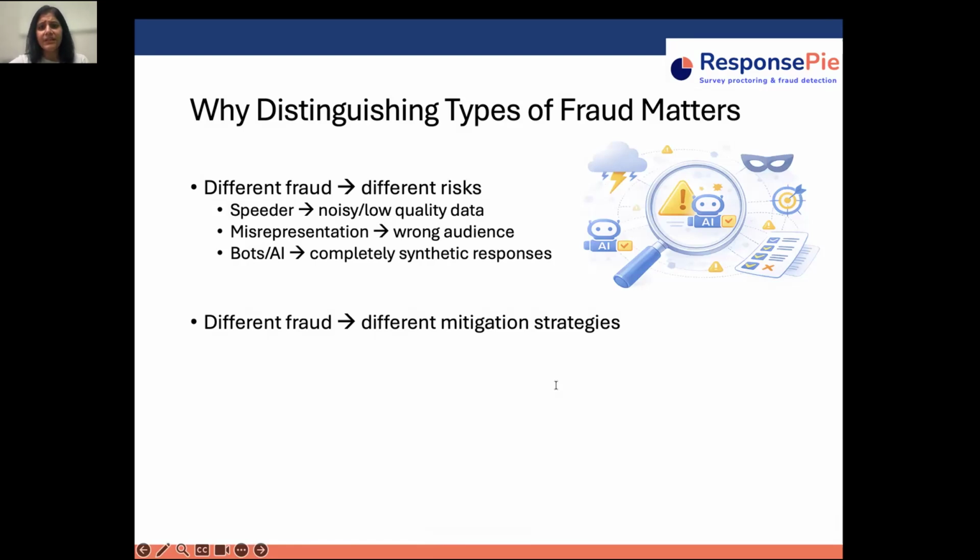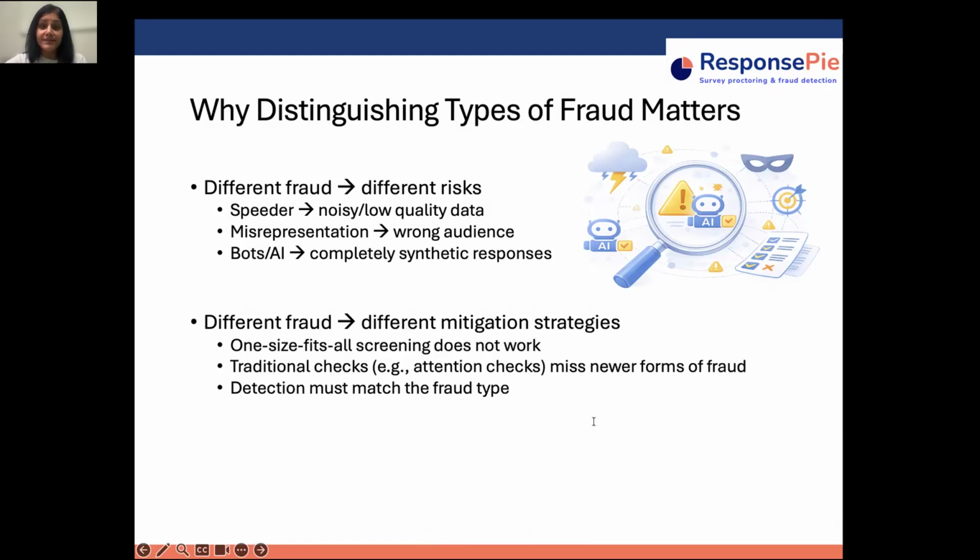Or let's say you're dealing with more advanced cases like coordinated groups, your survey farms, your AI generated responses. Many of those traditional approaches won't work at all for them. So the risk isn't just that fraud exists, it's that you may be trying to fix the wrong type of fraud while the real type of issue continues to remain in your data.